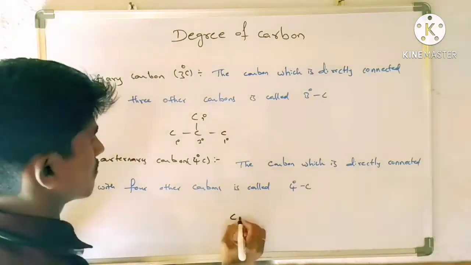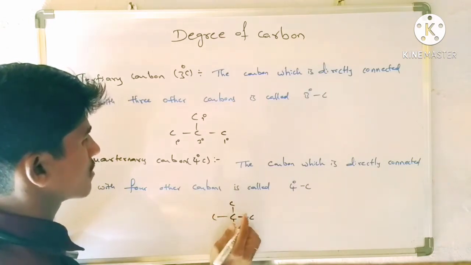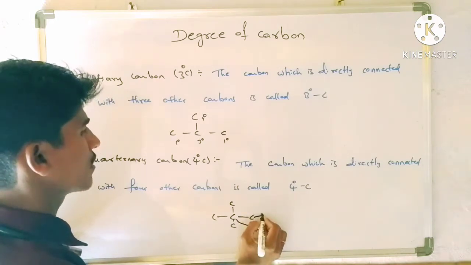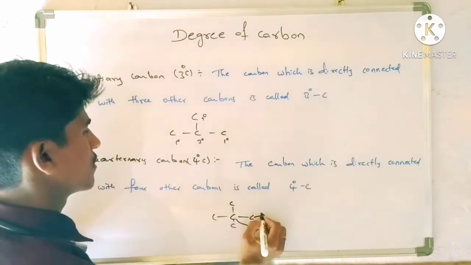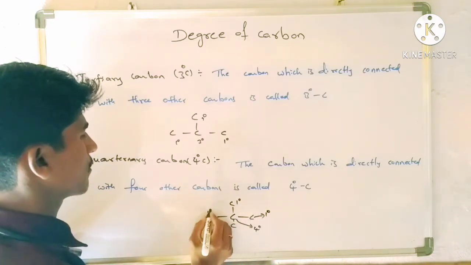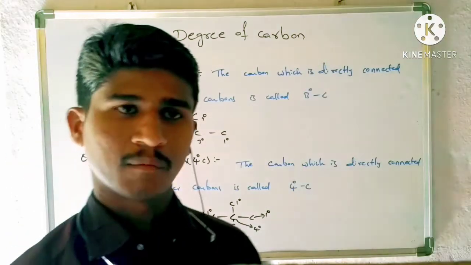Let us take an example. Here this carbon is directly connected with how many carbons? 1, 2, 3, 4. 4 carbons. So this is quaternary carbon. Now this is connected with only one carbon, so this is primary. This is connected with only one carbon, primary. This is connected with only one carbon, primary. This is connected with only one carbon, primary. So this is about the degree of carbon.